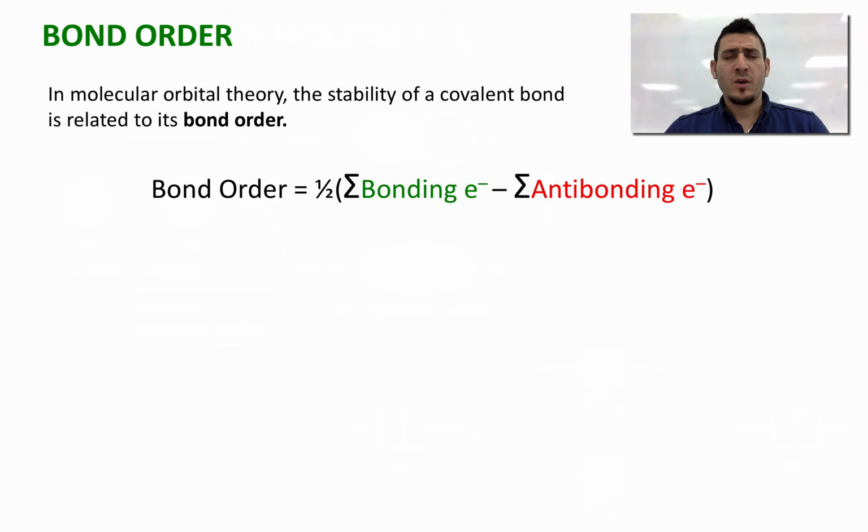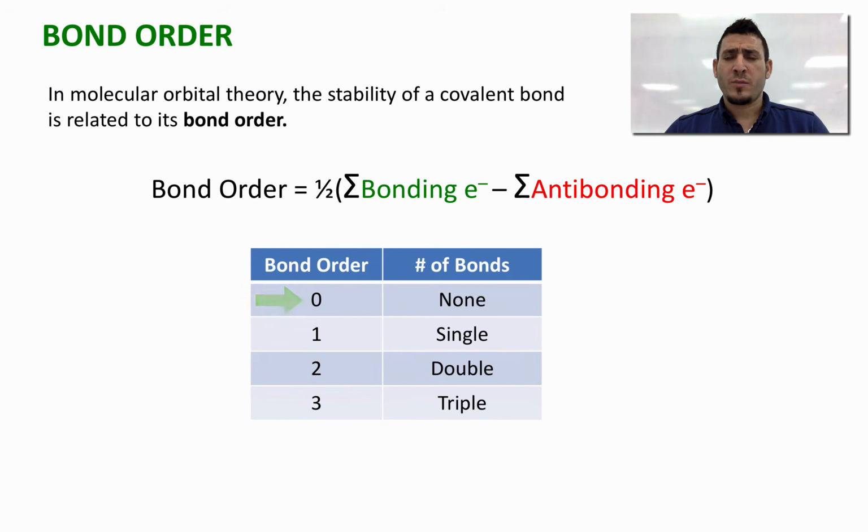Now, in molecular orbital theory, the stability of a covalent bond is related to its bond order. What is bond order and how can it be measured? Bond order is equal to half of the sum of the bonding electrons minus the sum of the anti-bonding electrons. We are going to see further examples of the bond order along this video.